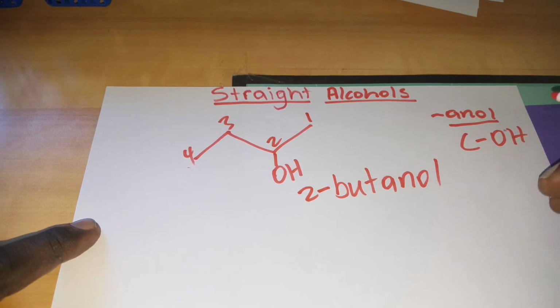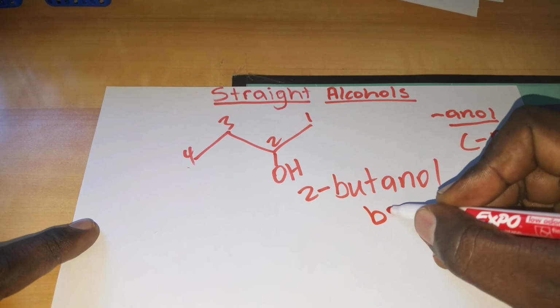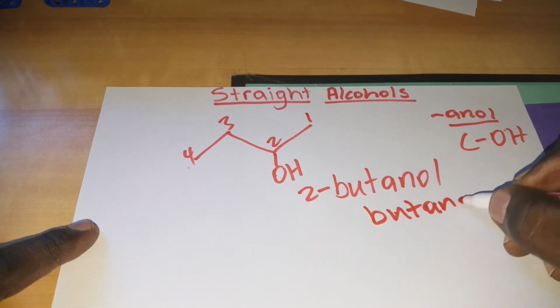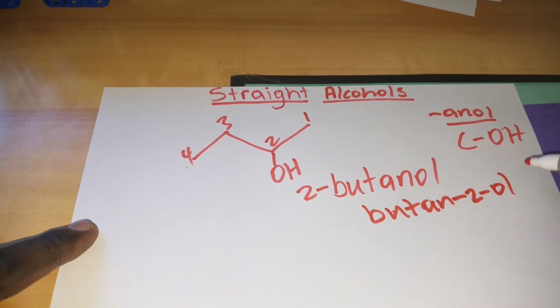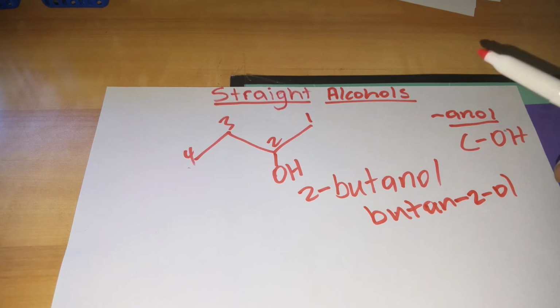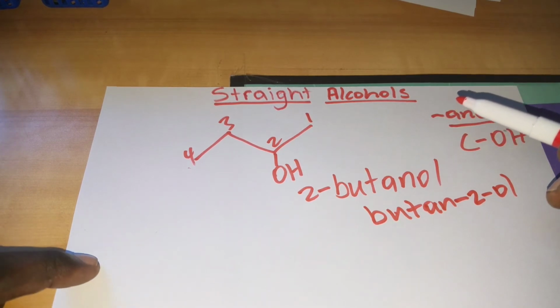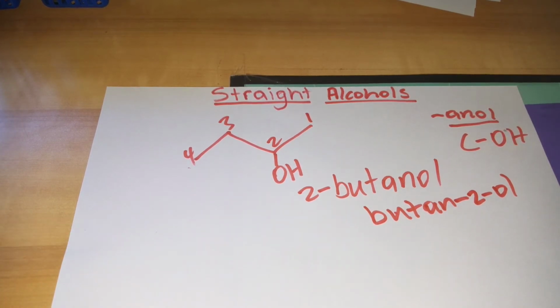So we're going to put that in the name, 2-butanol. Just like with alkenes though, you find that there's an old name. So you would have butan-2-ol. But again, I prefer 2-butanol because it's less of a mouthful. And there you have it. It's as simple as that.